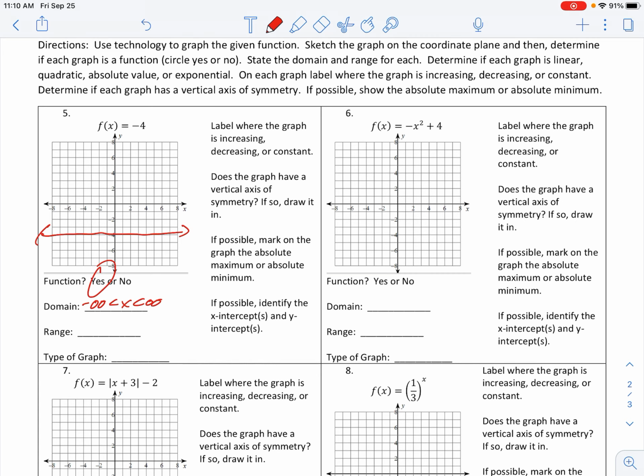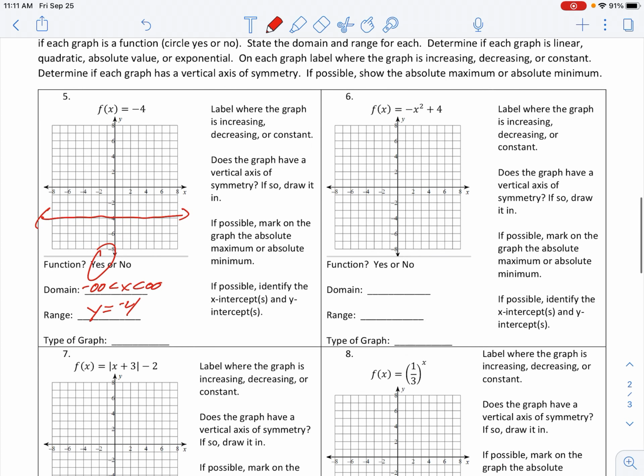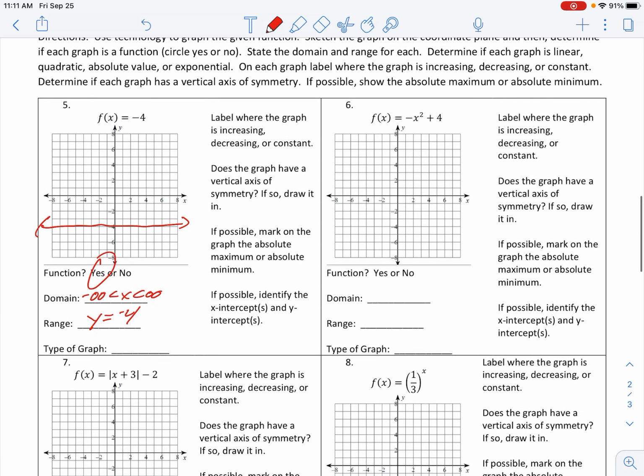Now, the range on this one is a little bit different because it's exactly at -4. So we're going to say just y equals -4 because it's not going anything above -4. It's not going anything below -4. It's exactly at y equals -4. That's a new one we've seen. A little bit of a trick one, but it's not meant to be.